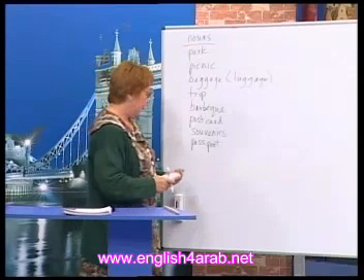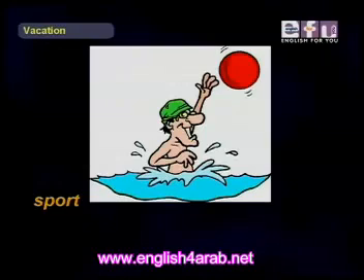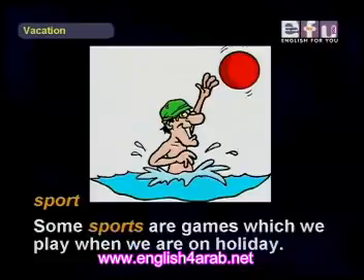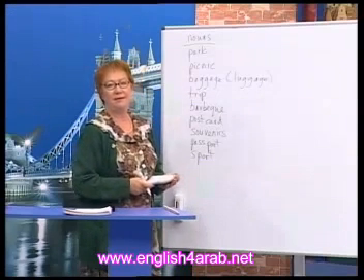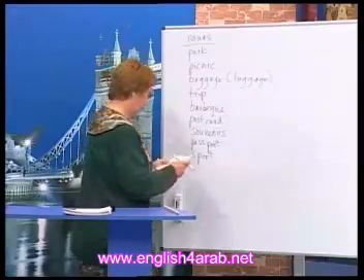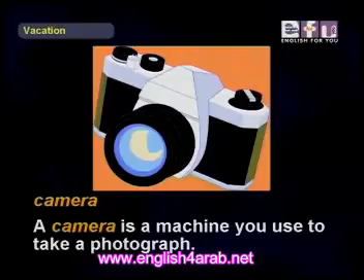All right? Next is sport. We saw this before. Some sports are games which we play when we are on holiday. For example, beach volleyball or water polo. And finally, we have, very important, the camera. A camera is a machine you use to take a photograph.